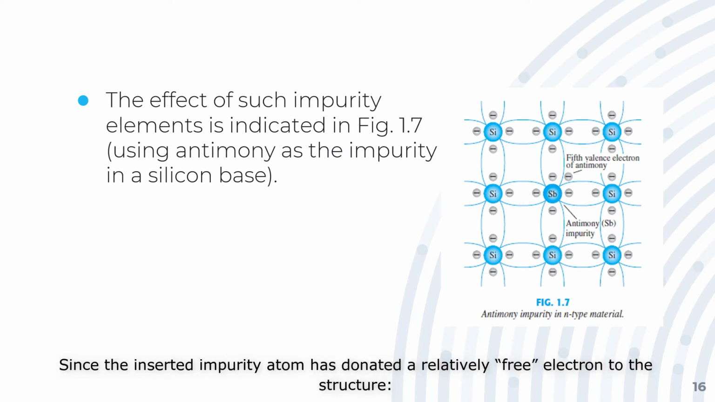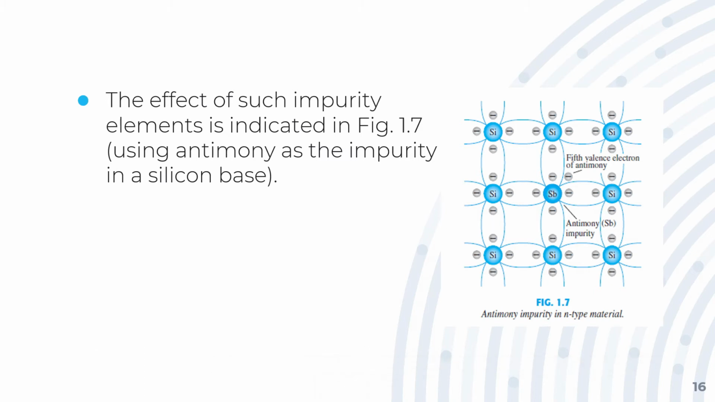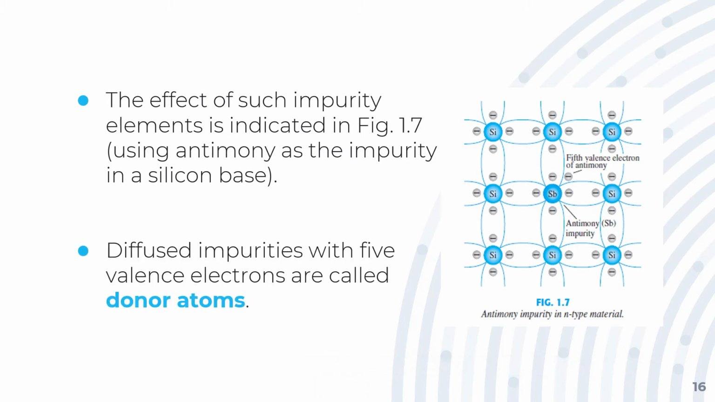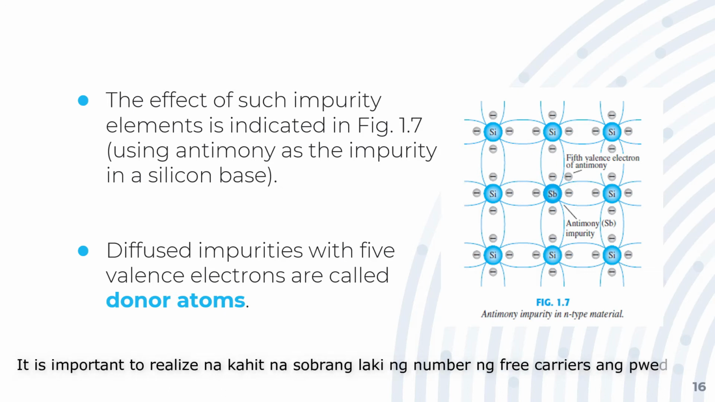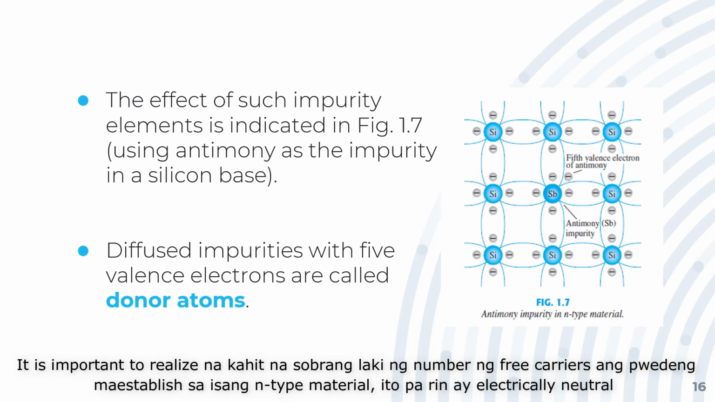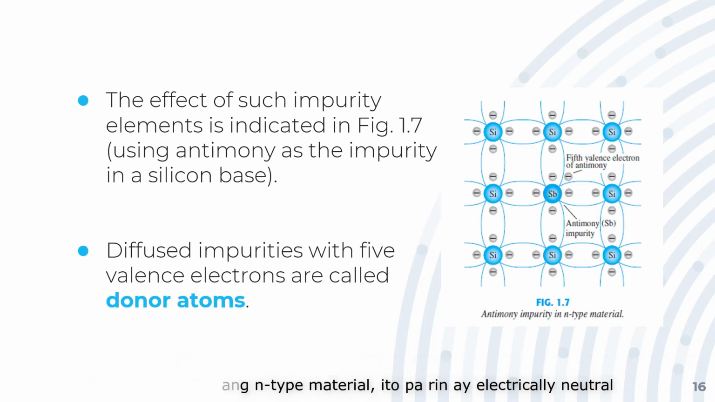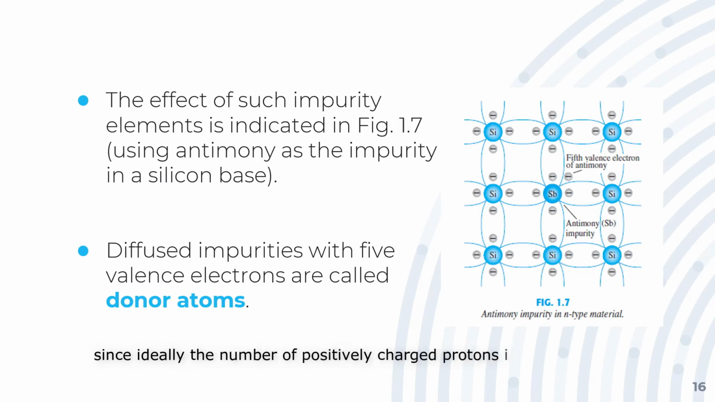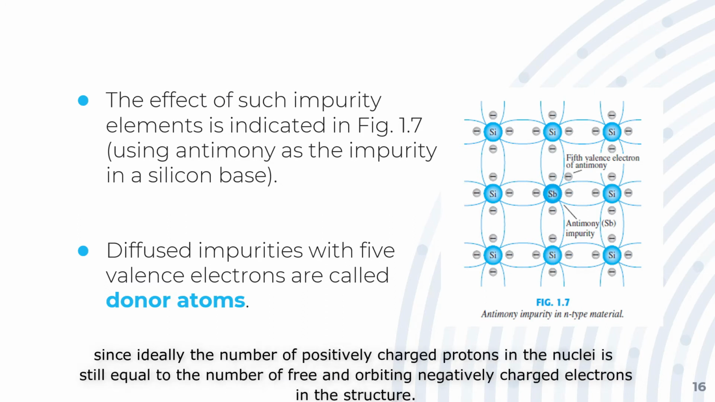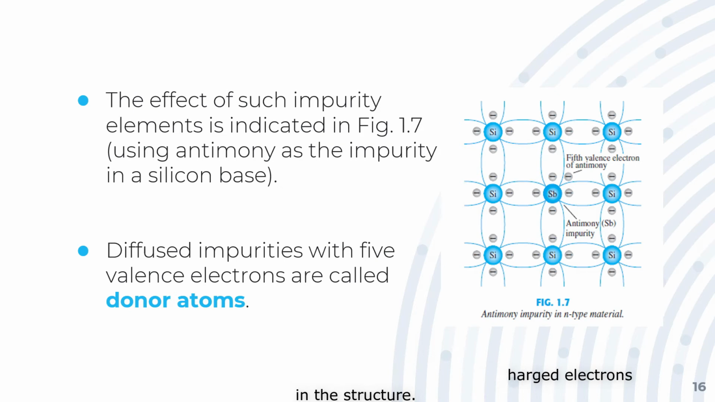Since the inserted impurity atom has donated a relatively free electron to the structure, diffused impurities with 5 valence electrons are called donor atoms. It is important to realize na kahit na sobrang laki ng number ng free carriers ang pwedeng ma-establish sa isang n-type material, ito pa rin ay electrically neutral since ideally, the number of positively charged protons in the nuclei is still equal to the number of free and orbiting negatively charged electrons in the structure.